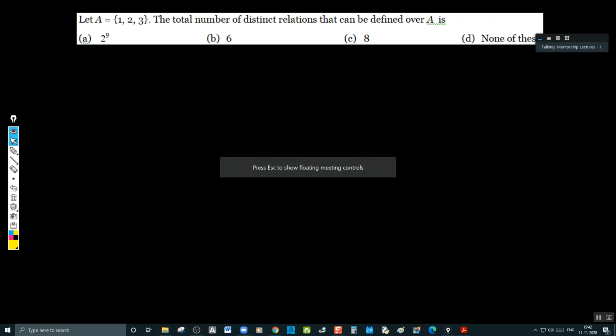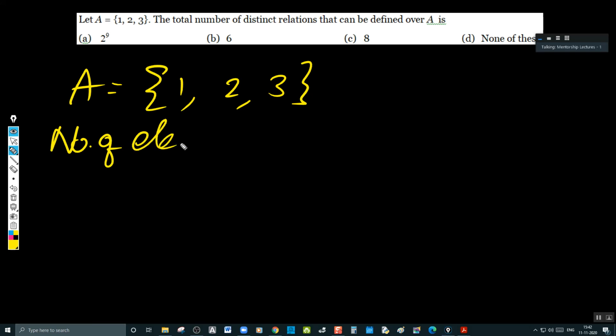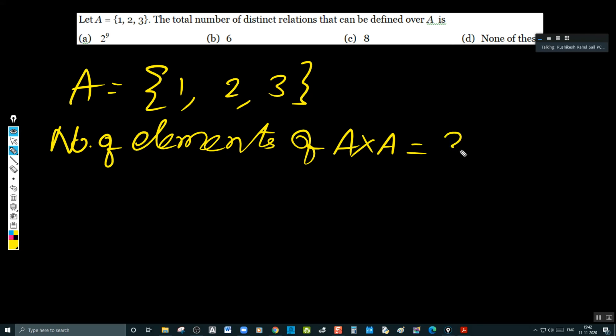A is equal to 1, 2, 3. The total number of distinct relations that can be defined over A. Anyone? The number of elements of A cross A. Anyone, please? 3 into 3, the number of elements in A cross A will be 9. Therefore, 2 raised to 9 is the answer.